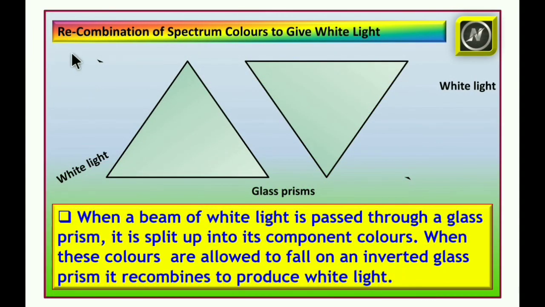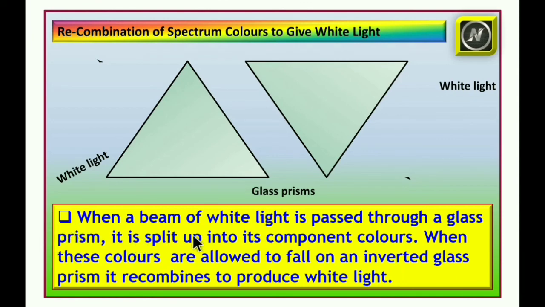Okay, right. Recombination of spectrum colors to give white light. In our previous case, white light is passed through the prism and it forms the 7 colors, that is a spectrum of 7 colors. If you pass the formed 7 colors through a prism which is inverted, again they form the white color. How, we will see.